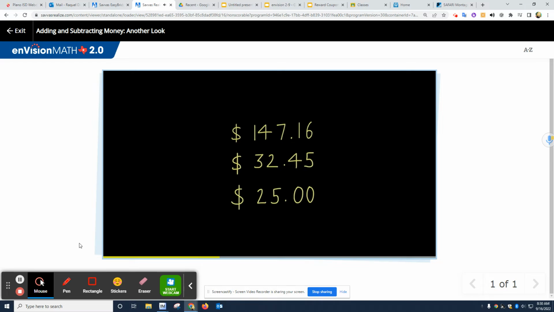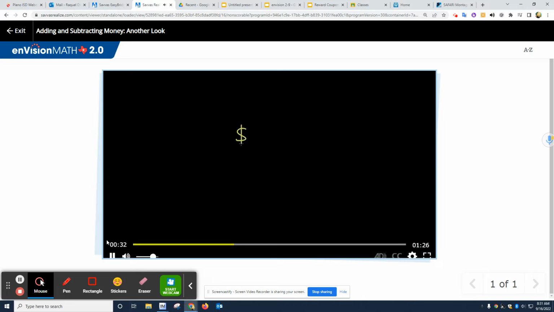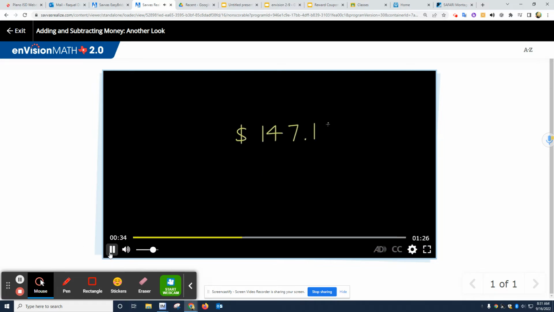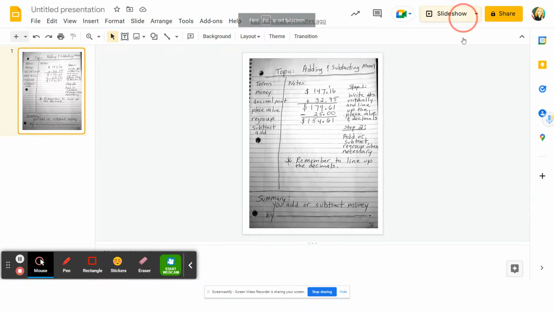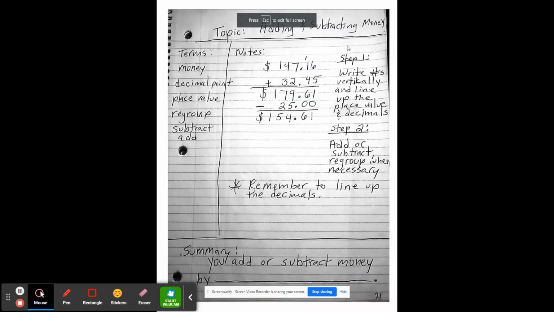So, let's see. Mackenzie started with $147.16 and deposited, or added to her account, $32.45. You'll notice that the video lines up the decimals and the place values. So in my notes, you'll notice that I also wrote that down, and I lined up my place values and I lined up my decimals.